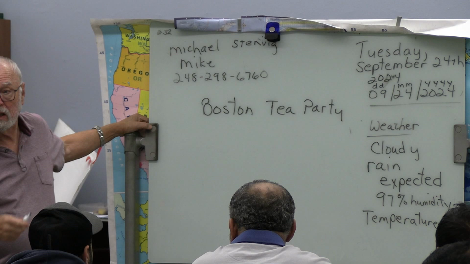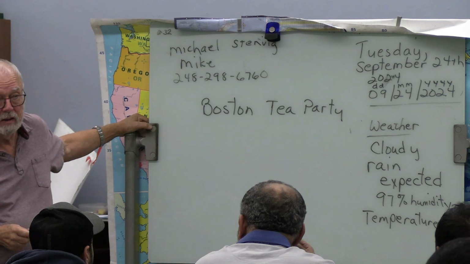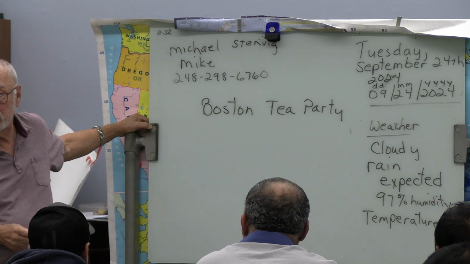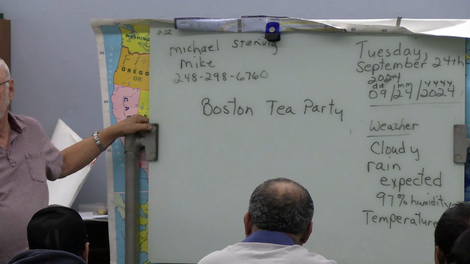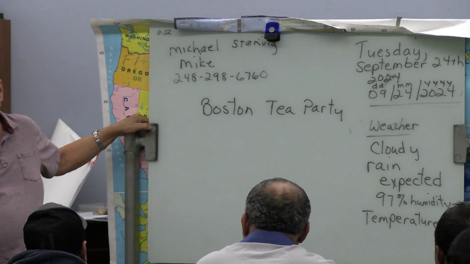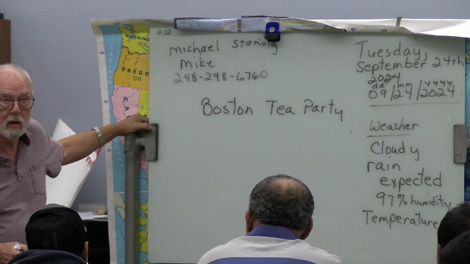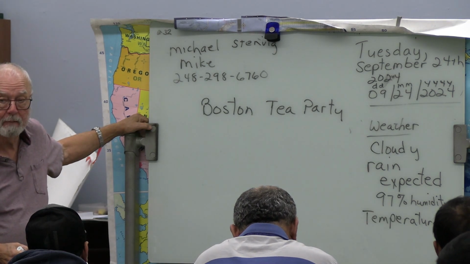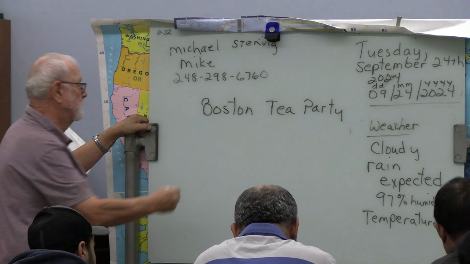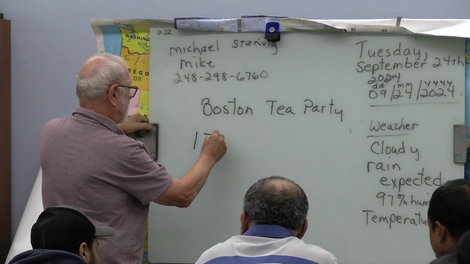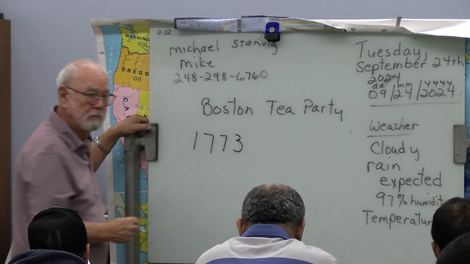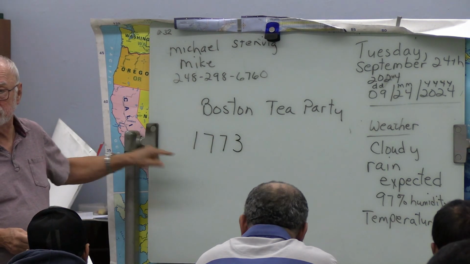Did we read this together? Yeah. Remember reading it? You two did not. You weren't here. But we'll fill you in. Boston Tea Party happened in what year? 1772. That's the year this took place.